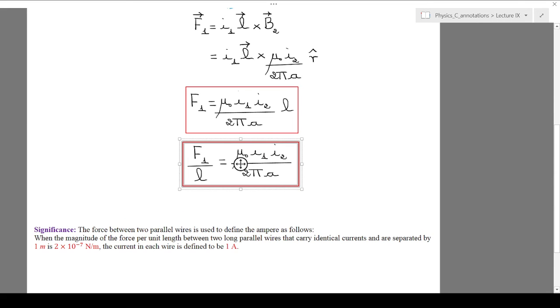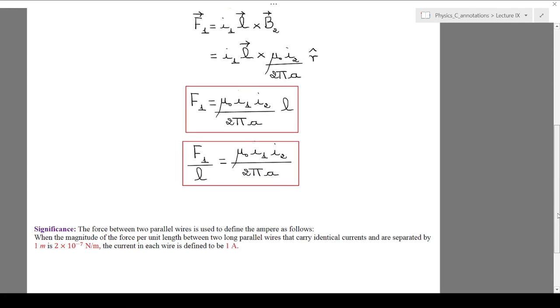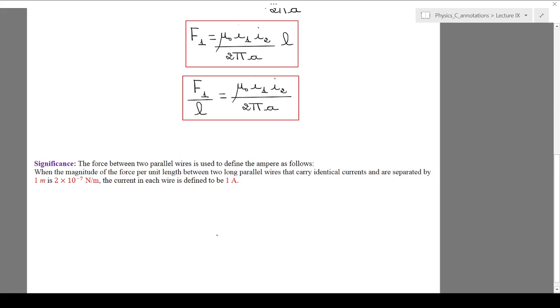I wrote here for you guys: the force between two parallel wires is used to define the ampere as follows. When the magnitude of the force per unit length, the left hand side of this expression, between two parallel wires that carry identical currents and are separated by 1 meter is 2 times 10 to the minus 7 newtons per meter, the current in each wire is defined to be 1 ampere. And similarly, we use the same to define 1 coulomb. I don't know why I didn't write it here, but just for you guys to know.